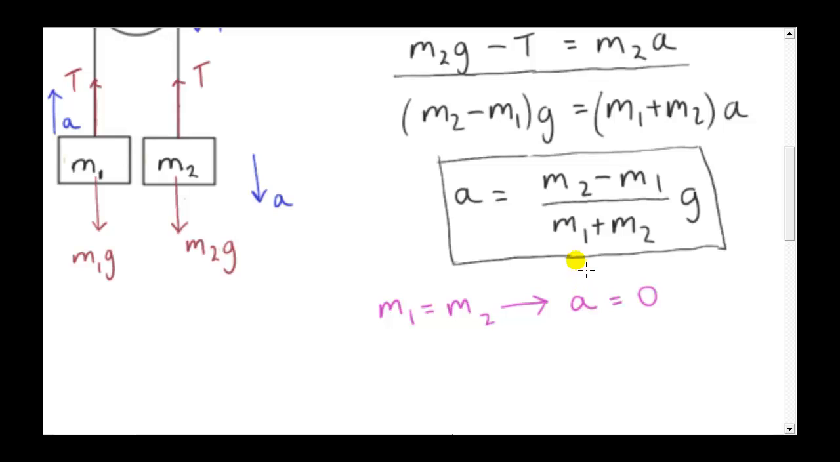So to see that this formula makes sense, let's consider some examples. Let's suppose that the two masses are the same, m1 equals m2. Well, then the numerator up here will be 0, so we'll end up with a equals 0g, which is 0. So that makes sense. If the two masses are the same, we have no acceleration.